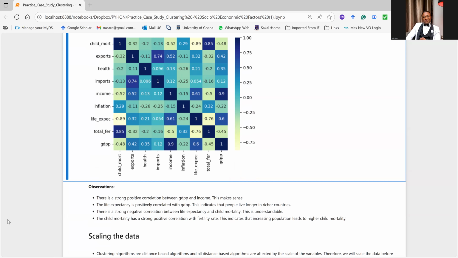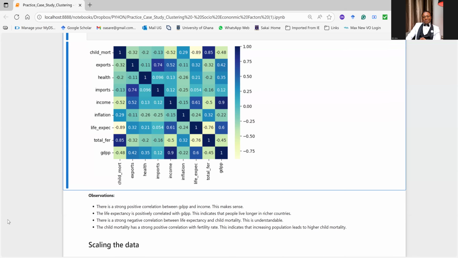Okay, and this makes sense. Now look at life expectancy. Countries with high GDP, many people have got high life expectancy. So when you look at life expectancy, it's 60%, which shows that people live longer in richer countries. Richer here being defined by the high per capita GDP. And then there's a negative correlation between life expectancy and child mortality.